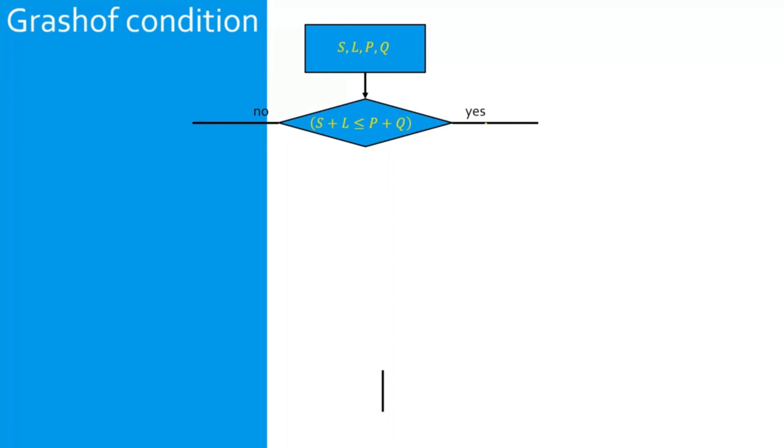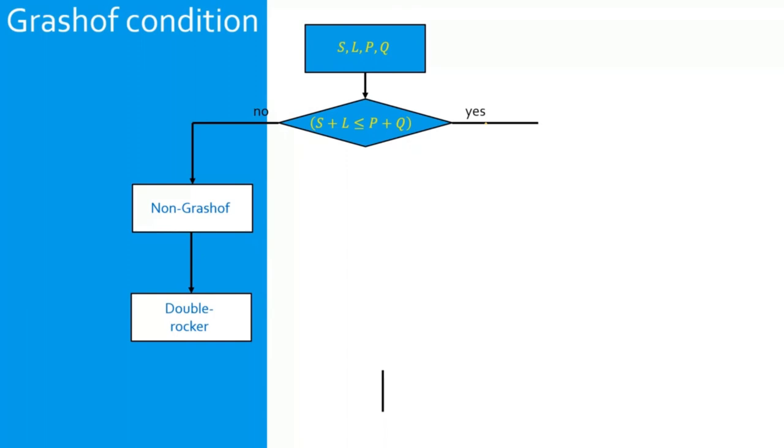So let's recall these main results. If you have a four bar mechanism, first you need to collect the lengths of bars and know which is the shortest, the longest, and so on. Then you need to compare S plus L and P plus Q. If this inequality is not true, if S plus L is higher than P plus Q, it's non-Grashof, and of course it is 100% double rocker. Now the opposite, if this inequality is true, if S plus L is lower or equal to P plus Q, this is a Grashof.